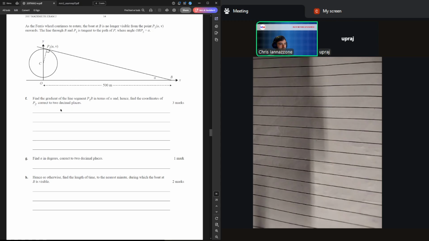And so the first mark of this is literally just going to be replacing the x's with u's, right? So negative U all over root 3025 minus U squared. Yeah, it's going to be a start. Hence, finding the coordinates of P2, however, is another story.